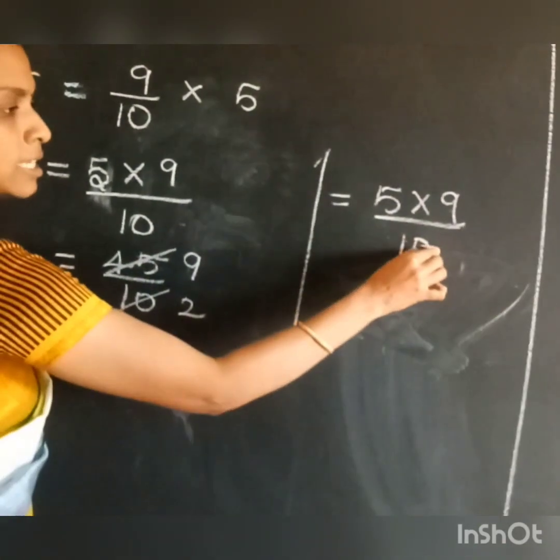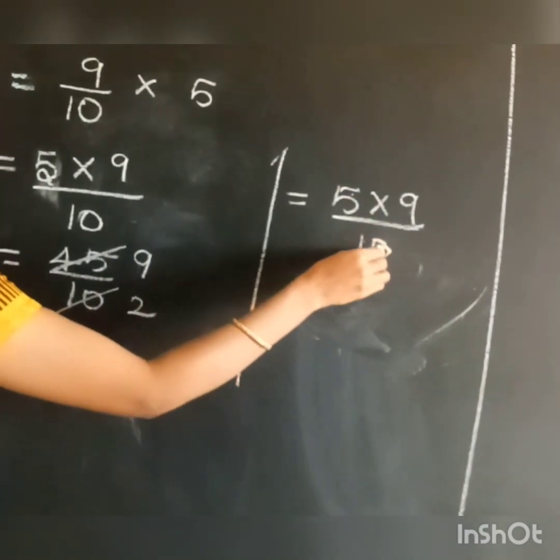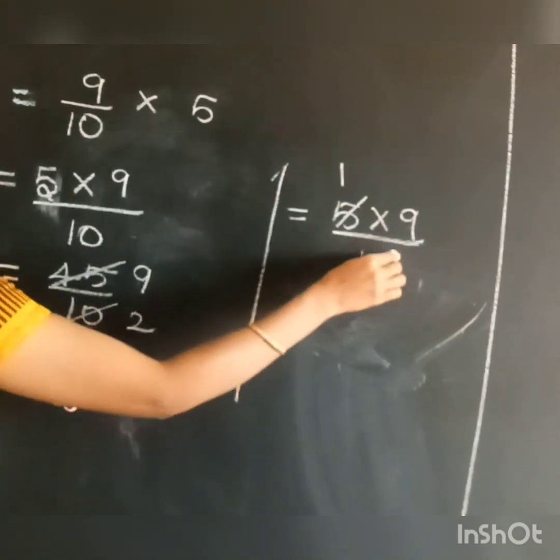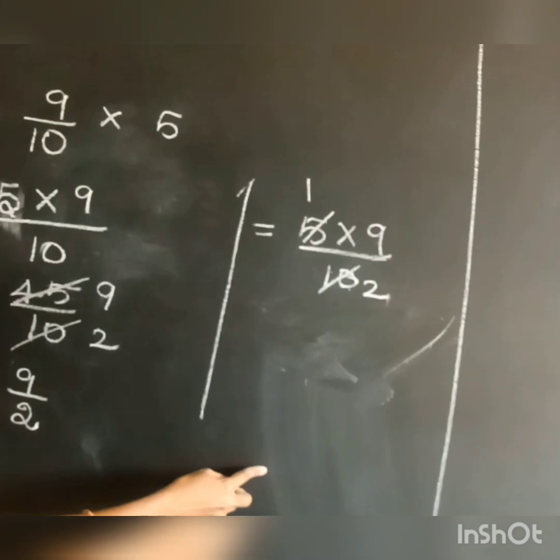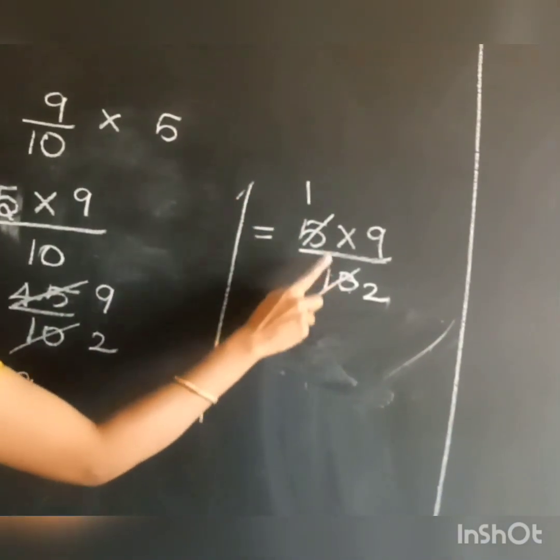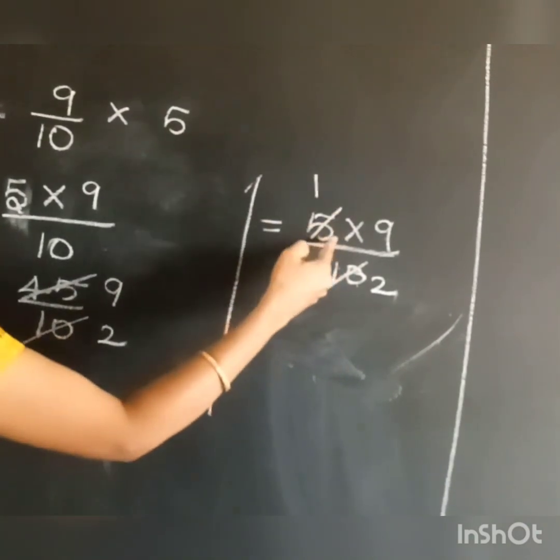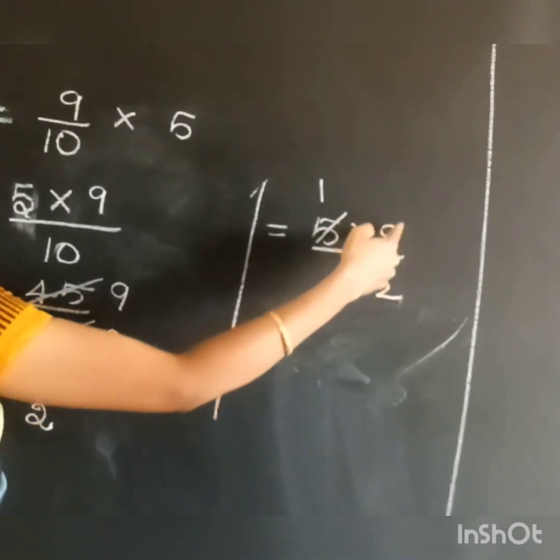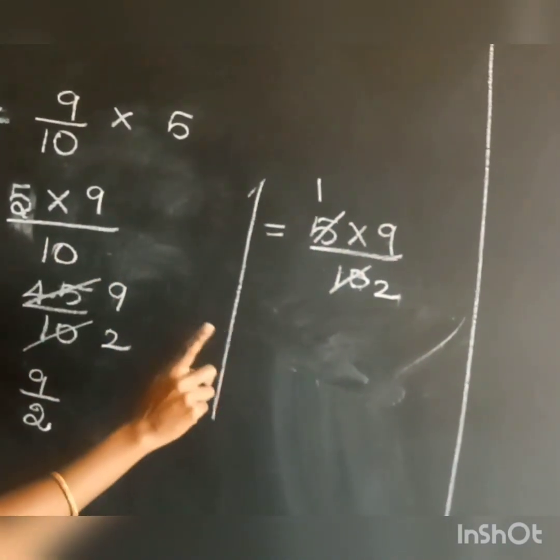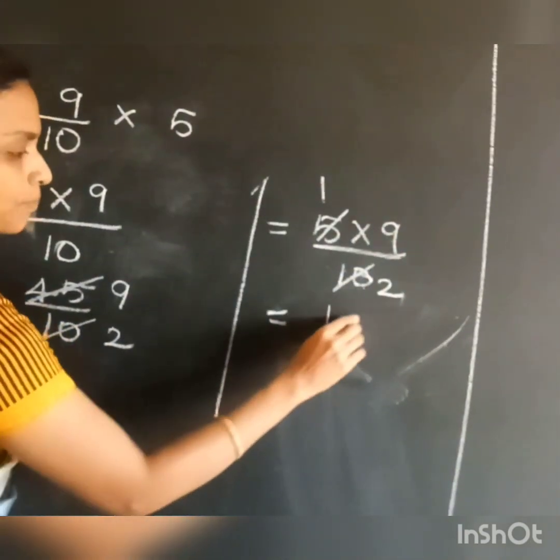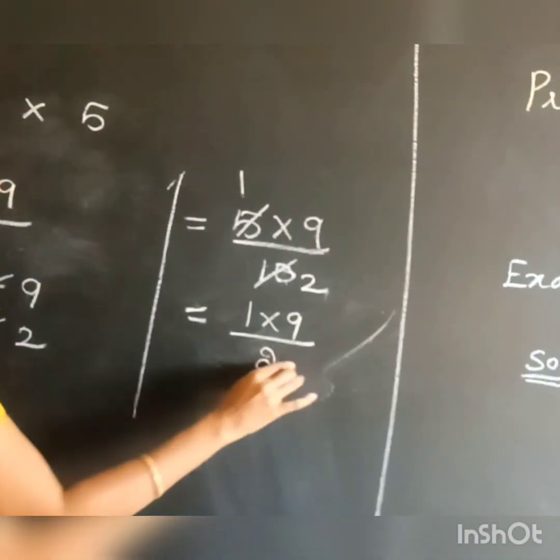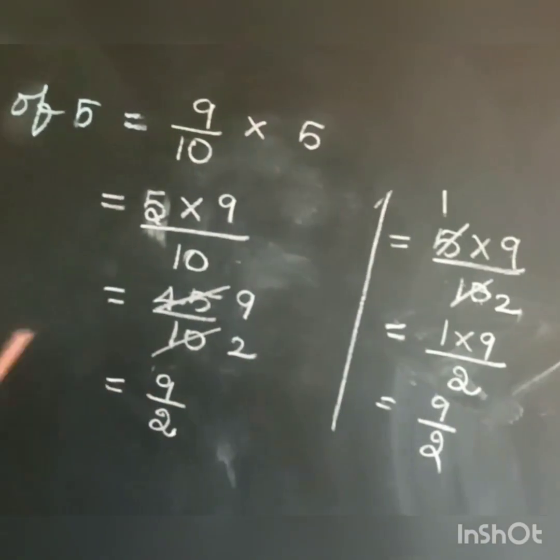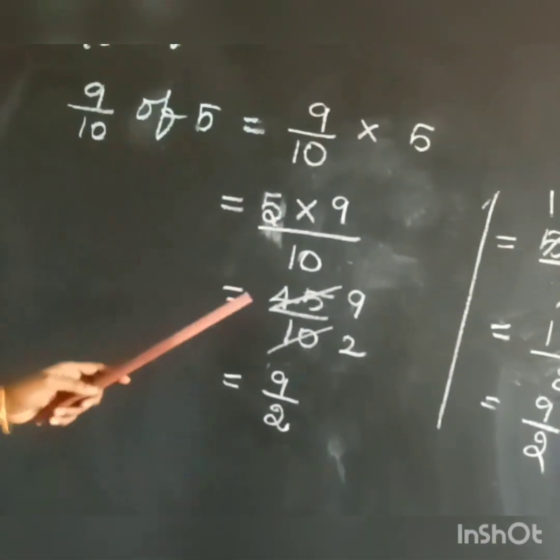Another method is, see here, this is 5, here 10. So 5 and 10 are in the multiplication table of 5. 1 5s are 5, 2 5s are 10. Which table are we using here? 5 table. It is compulsory to cancel wherever possible between the numerator and denominator of multiplications. Don't cancel directly within the numerator; that is not a correct method. It's equal to 1 9s are 9 divided by 2. So both are the same answer for this sum. Using this one is also correct.